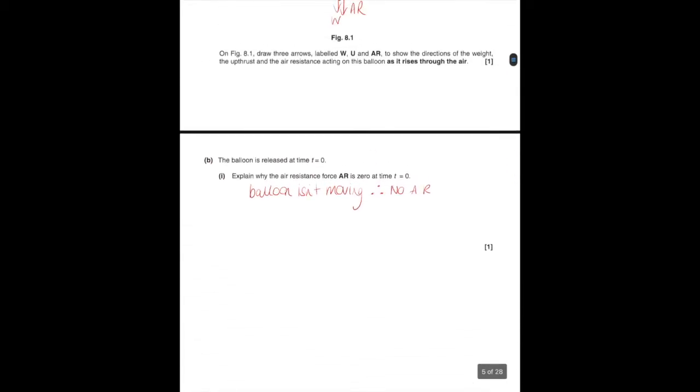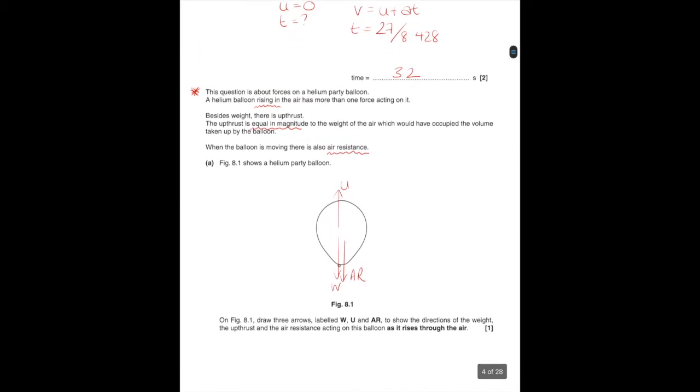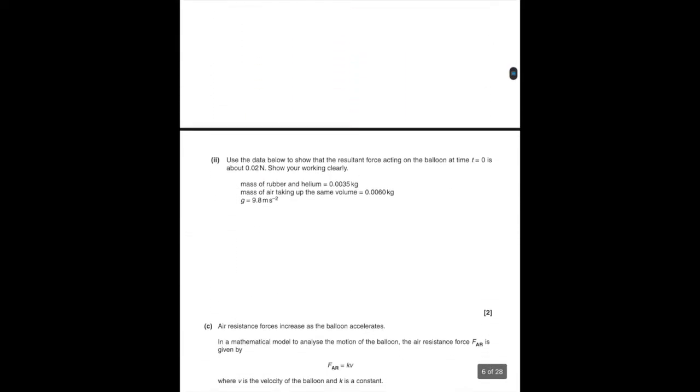Right, part 2. So this may not look necessarily like it's part of chapter 8, but it is because it's about resultant forces, okay? So we've done resultant forces early on. Use the data to show the resultant force acting on the balloon at t equals 0 is about 0.02 newtons, okay? So the key thing here is going back to that information in the question. At t equals 0, upthrust is equal in magnitude to the weight of the air which would have occupied the volume taken up by the balloon. When the balloon is moving, there is air resistance. Right, at t equals 0, the balloon isn't moving, so we've got no air resistance, okay?